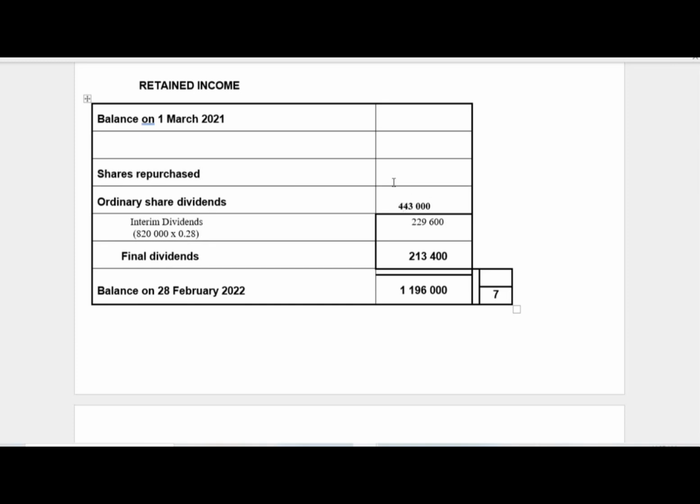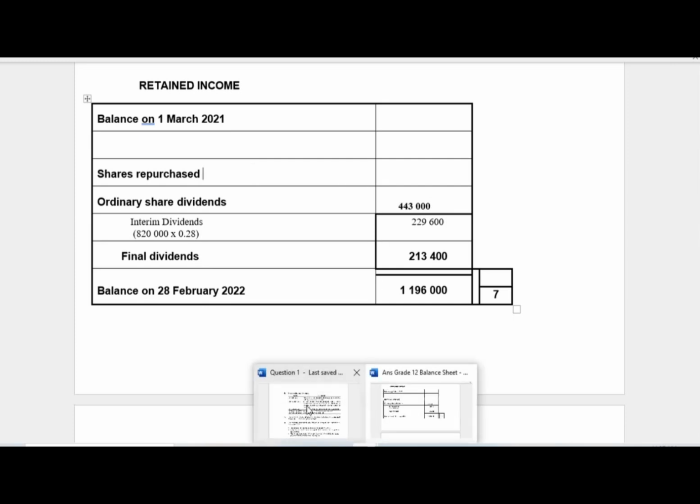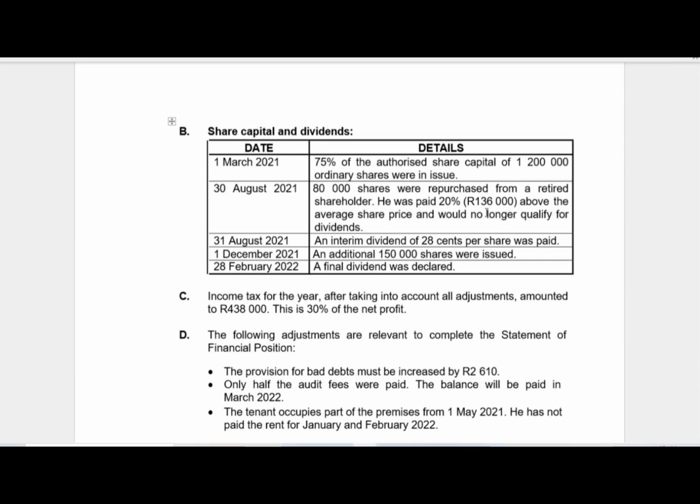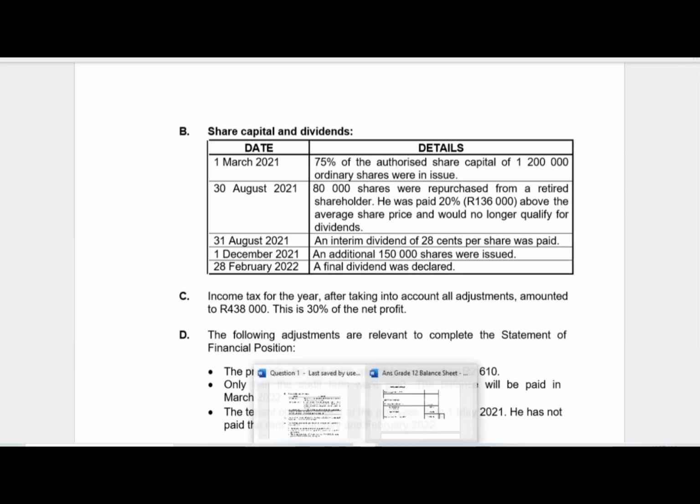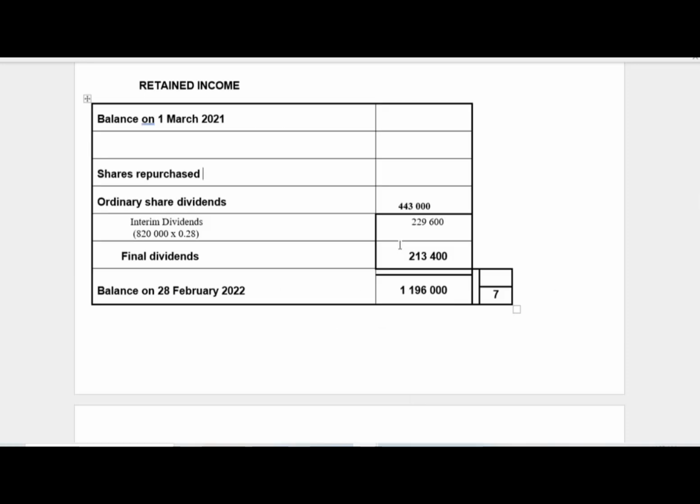And then now when it comes to repurchase, on the retained earnings, we are going to consider the amount that was paid to the retired shareholder. We are going to consider that one, of 136,000. We're going to put that in brackets, because it's a minus, money out, 136,000.